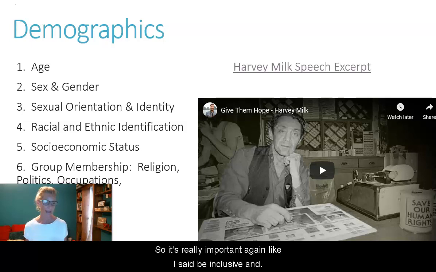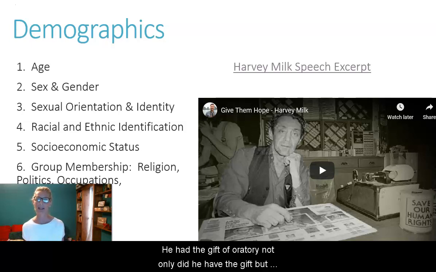So it's really important, again, like I said, be inclusive. And there was a speaker, his name is Harvey Milk. He was the first openly gay elected official, and he had the gift of oratory. Not only did he have the gift, but he also had the education, he had the brain, and he had the heart, and he was able to connect people.